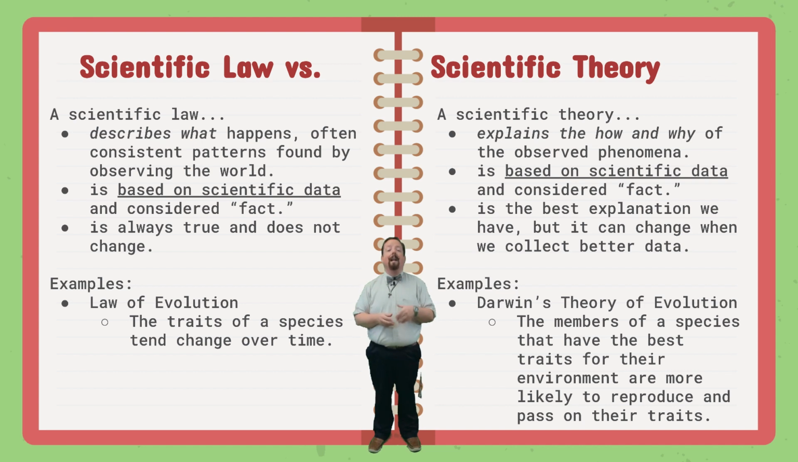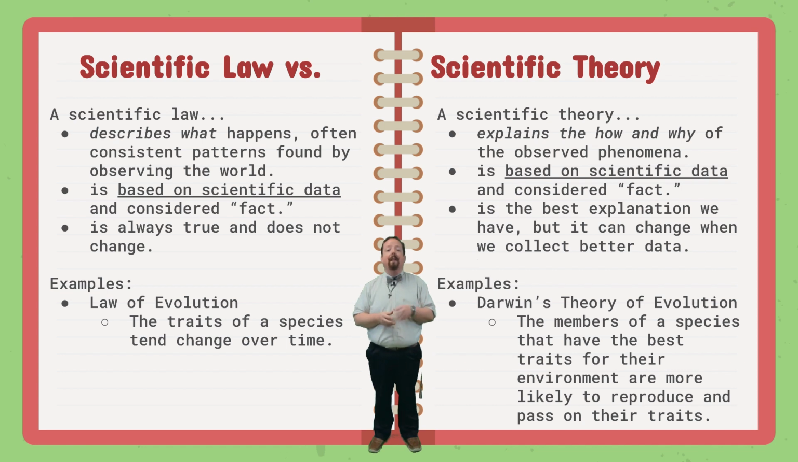An example of a scientific law is the law of evolution, which basically says that over time, a species will change and look at least a little bit different. That's just an observation of what happens, right? However, Darwin's scientific theory of evolution by natural selection is an attempt to explain why the species evolved.